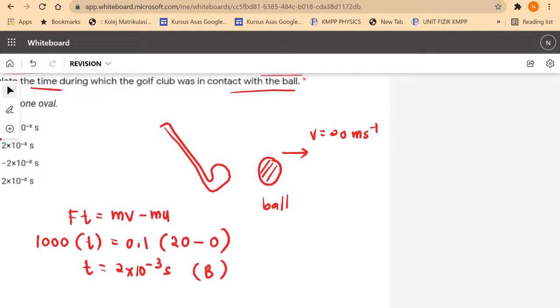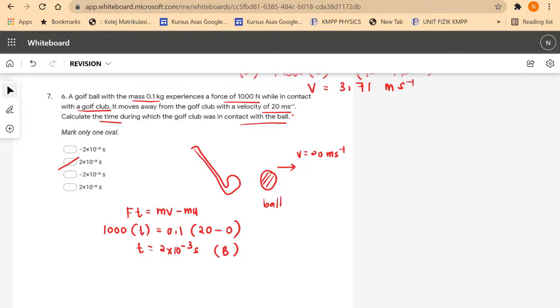How about you draw the ball like this, and the golf club here. So the ball moves away from the golf club. You might get t negative, but you have to choose the positive answer for time taken, because time is a scalar quantity. It has no direction and it has no negative sign. So just choose time positive.